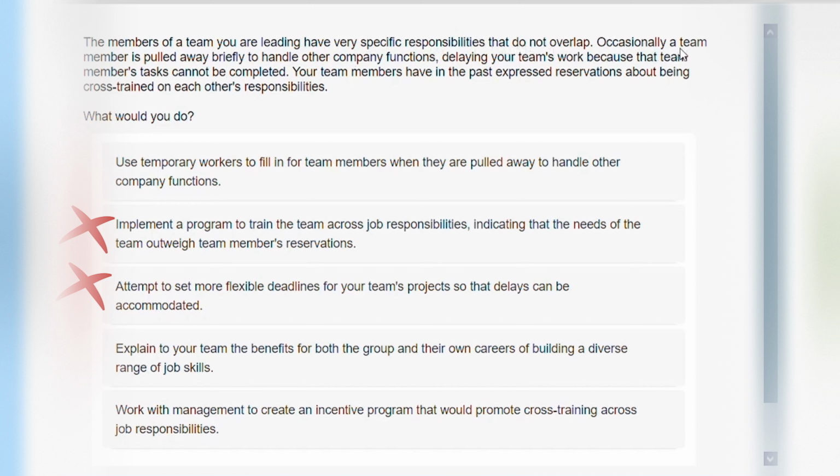The first option, use temporary workers to fill in for team members when they are pulled away to handle other company functions. This doesn't seem like a permanent and long-term fix because you're doing a very temporary fix, and it won't be the best option here. And now picking between option 4 and 5, I would pick option number 4. Referring to the bring out our best, it sounds more around being transparent, inclusive and collaborative. Also teaching, coaching and mentoring, all of these elements just come into play.